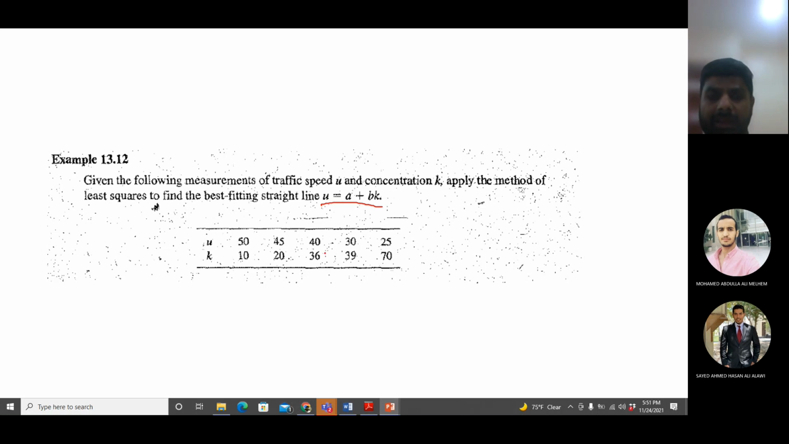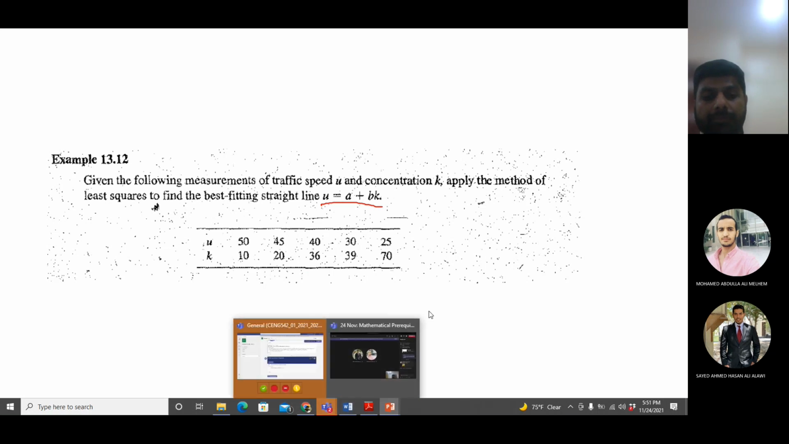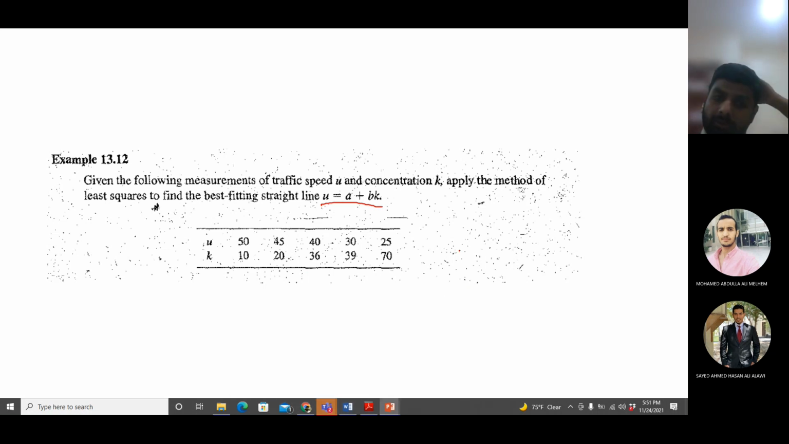They performed an experiment. They found some values for u and k. Now they want us to calculate a and b for this equation. So first of all, I need the value of x bar and y bar, meaning average speed and average concentration. So give me the average of u and average of k. Go ahead. What is the average value of u and what is the average value of k?